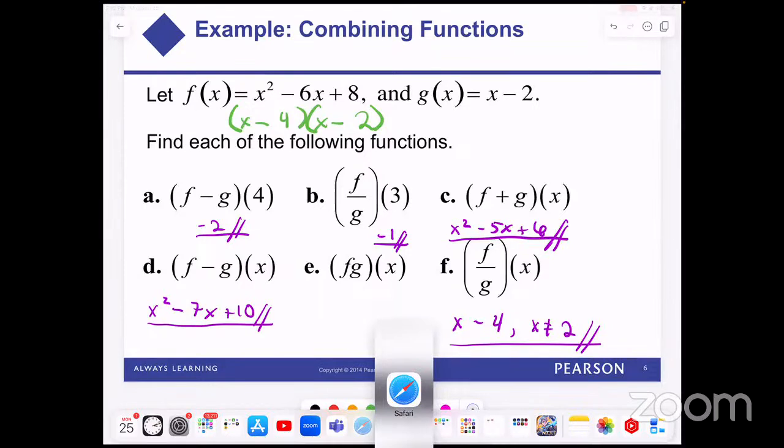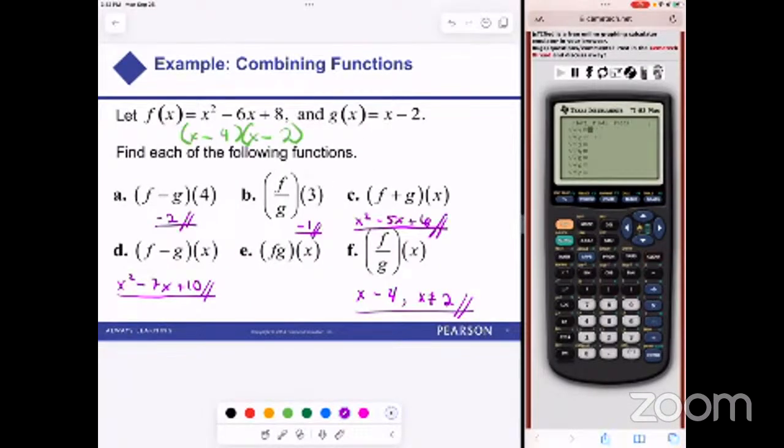Okay, let me go to my y equals, and let me type these two in. My f is x squared minus 6x plus 8. My g is x minus 2. We can at least do a and b in the calculator, just to confirm. I think we have it here already.